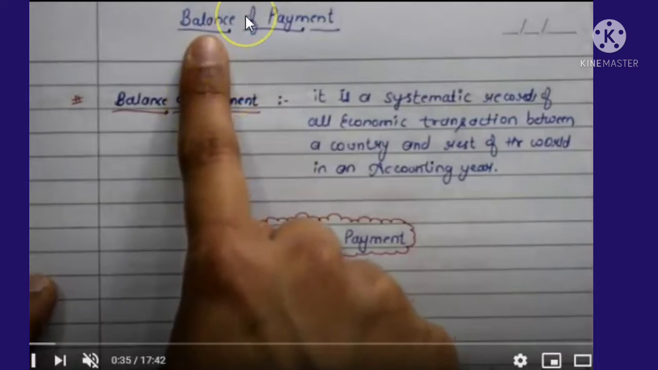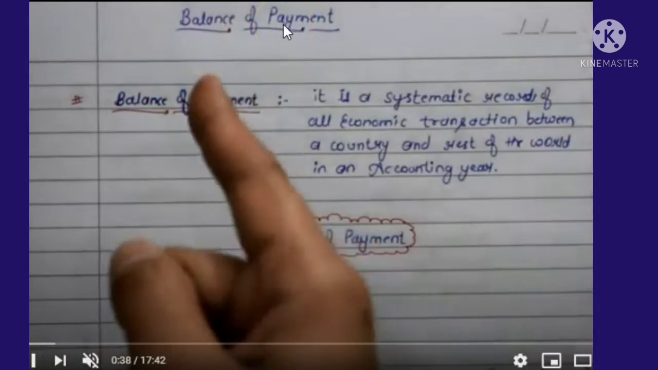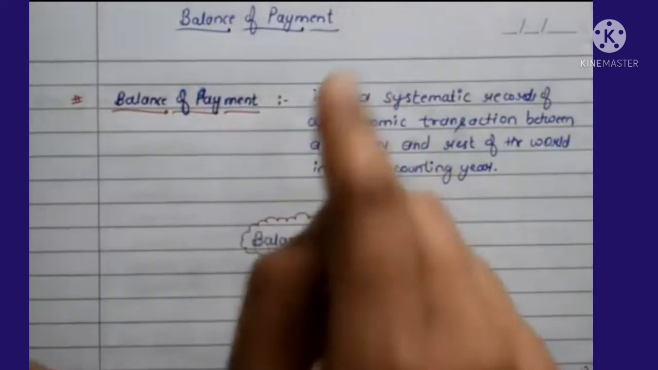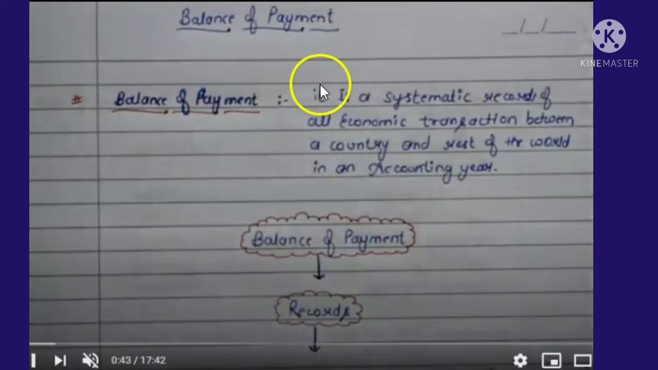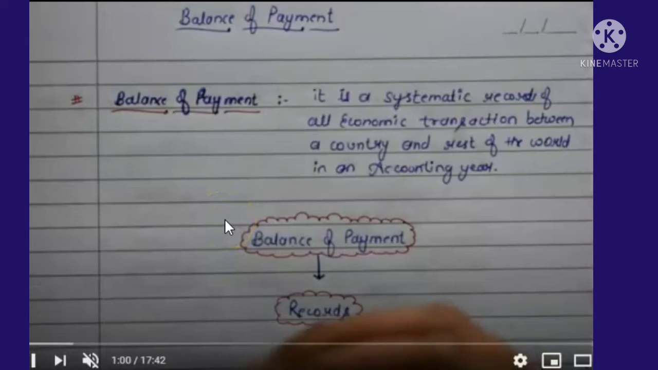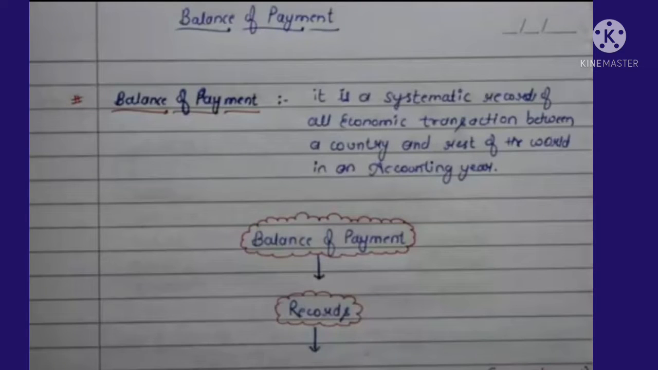So in this chapter you have to study balance of payment. In this you have to study first the meaning of balance of payment. So here we can study it is a systematic record of all economic transactions between a country and the rest of the world in an accounting year. So that's what is meant by balance of payment. So it's a systematic record of transactions between a country and the rest of the world in an accounting year.